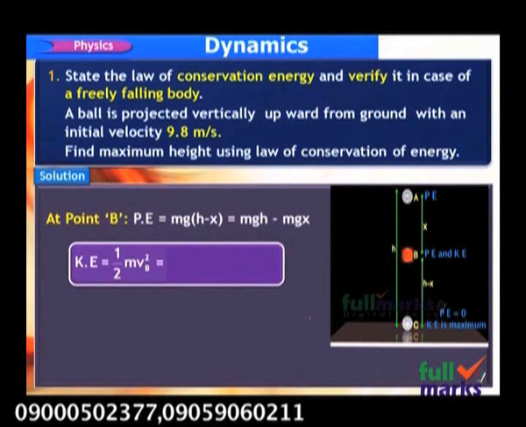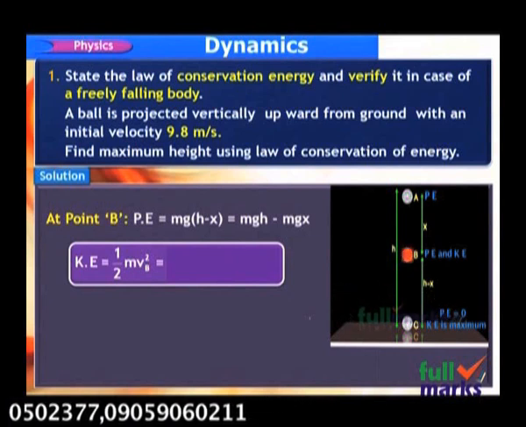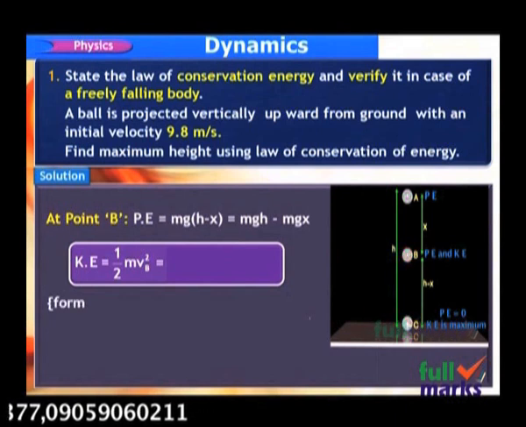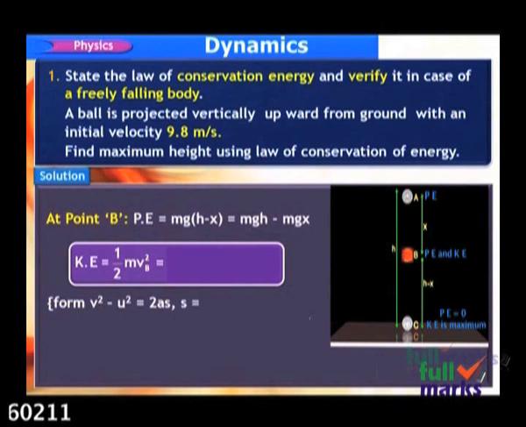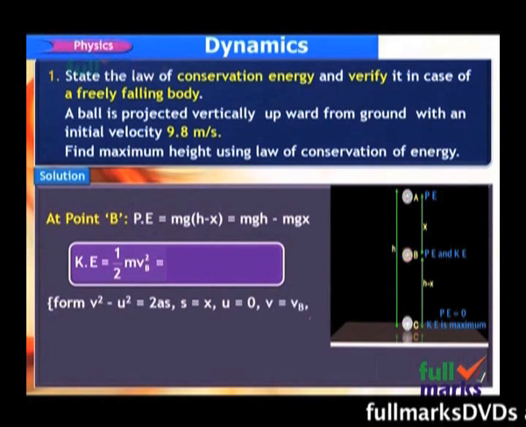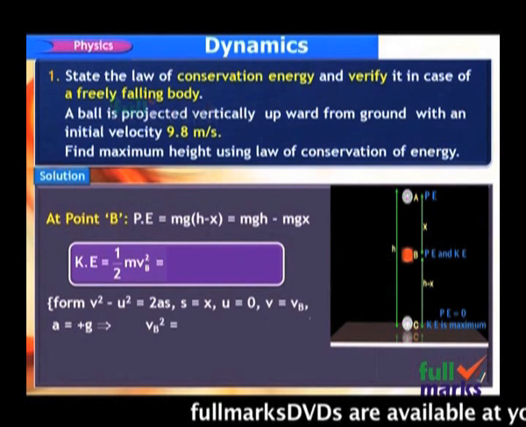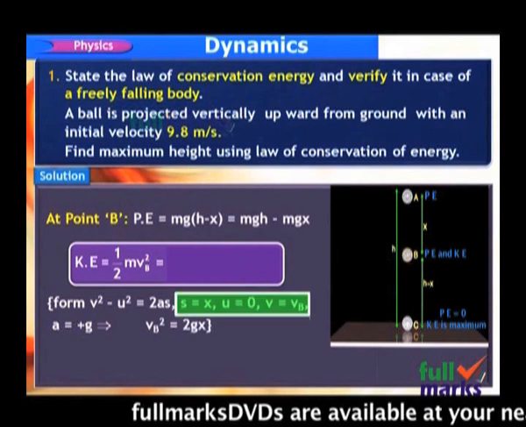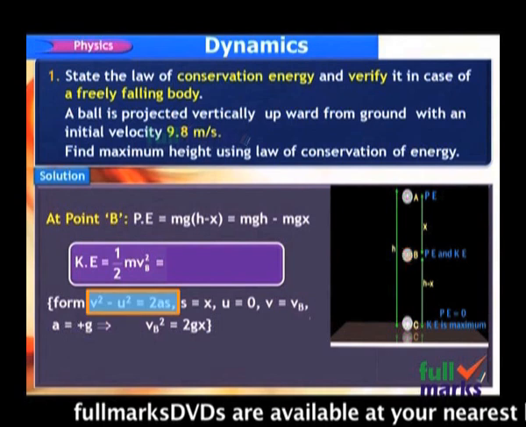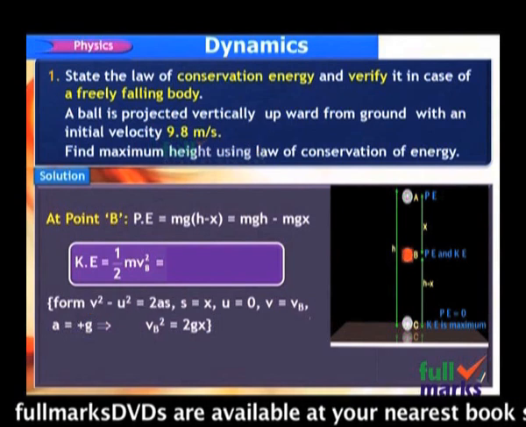vb is equivalent to root of 2gx. How do you get this? Using the equation v square minus u square equivalent to 2as. Here s is equivalent to x, u is equivalent to 0, that is the initial velocity. At B, let us consider velocity v equivalent to vb. The acceleration a is equivalent to g. From this you get vb square equivalent to 2gx. I am just substituting these values in the equation v square minus u square equivalent to 2as.